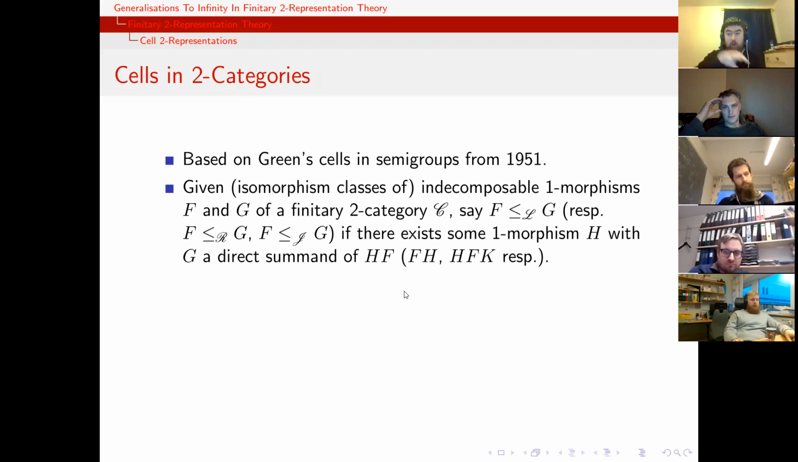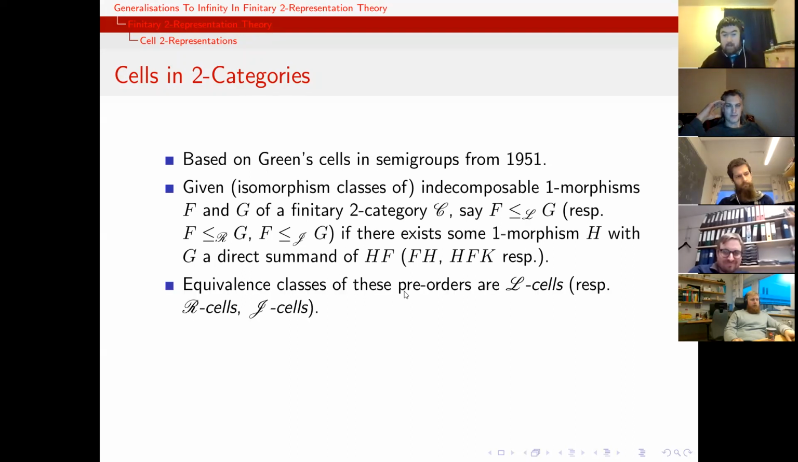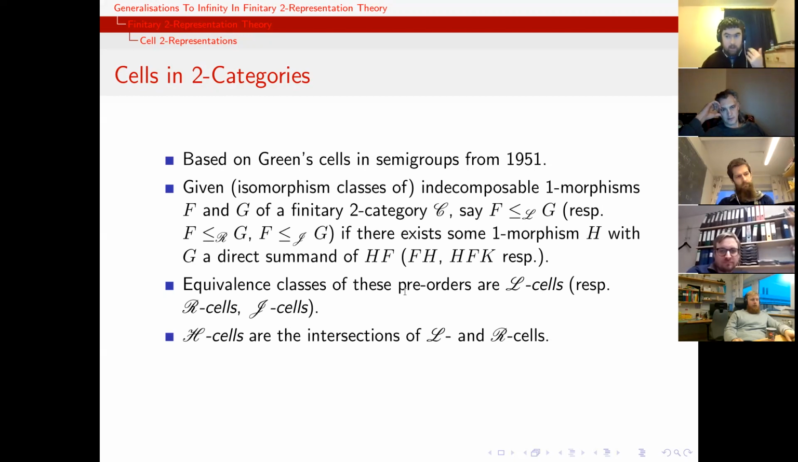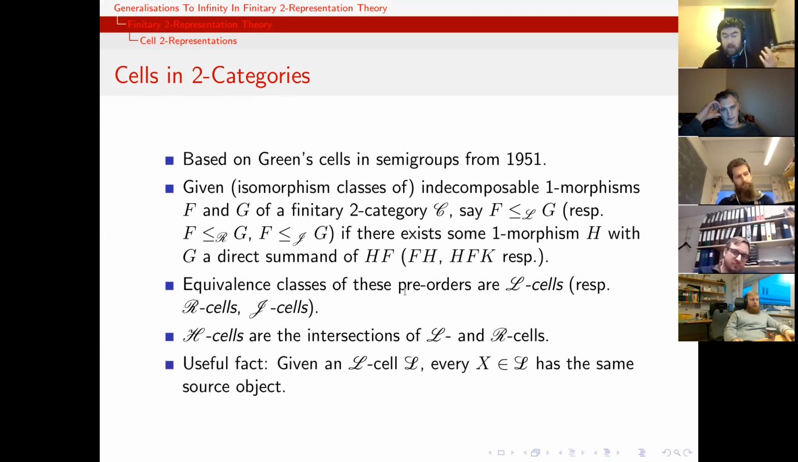Note here that F is below G, but G is a direct summand of HF, which is a subtlety. It can be quite easy to get wrong. And then these are pre-orders. They have equivalence classes, and we call these L-cells or left cells, and then respectively R-cells, right cells, J-cells, two-sided cells. And then we will also briefly in this talk come across H-cells, which are the intersections of the left and right cells. And a useful fact that I will mention here so people don't get confused: if you take some left cell L, every one-morphism or class of one-morphisms X in L has the same source object. So they all go from some object I in our two-category, possibly to various other objects J.